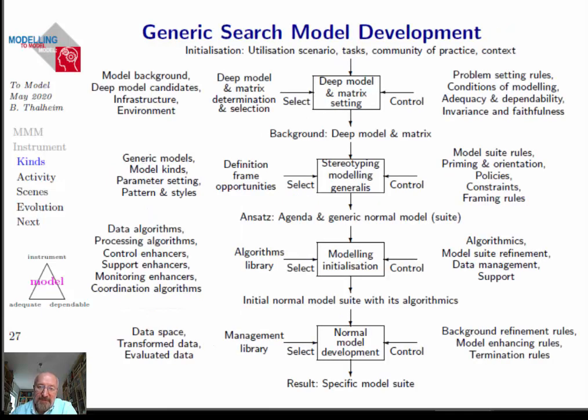That means in this case we can have some kind of generic search meta model. We start with initialization, we consider the background, we consider the ansatz, the agenda, and the generic normal model. We consider the initial normal model with all the algorithms we can have in mind, and have as a result a specific model suite that represents what we have been searching for.